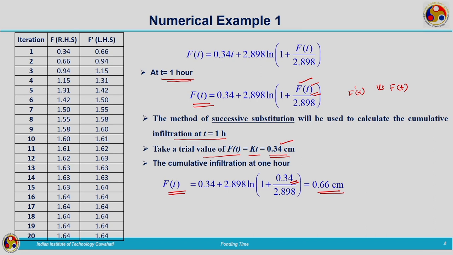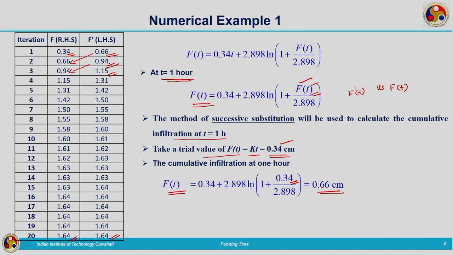The initial guess was 0.34, corresponding to that we got F dash on the left hand side to be 0.66. Then the value 0.66 is taken as the assumption and substituted on the right hand side, and we got 0.944 as F dash. That is again substituted on the right hand side and we got the value on the left hand side, that is F dash, as 1.15. This procedure is continued until our assumption and the F dash calculated based on that assumption match each other.